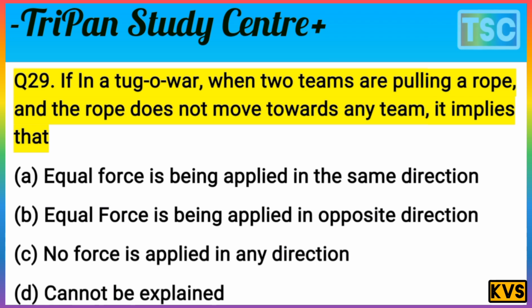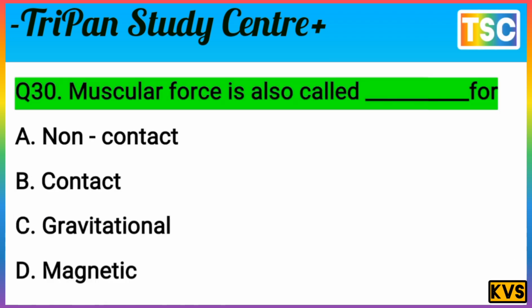Let's see the last question. The last question arrives on your screen. Muscular force is also called dash force. Options: A, non-contact force. B, contact force. C, gravitational force. D, magnetic force. First of all, choose the correct answer for this question and write it in your notebook. Let's see the answer.